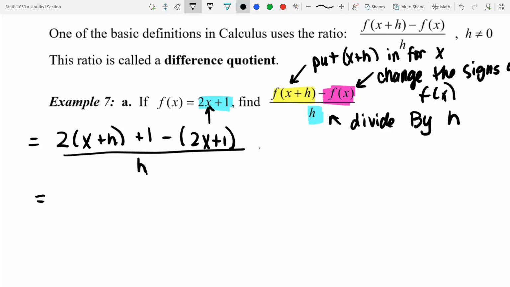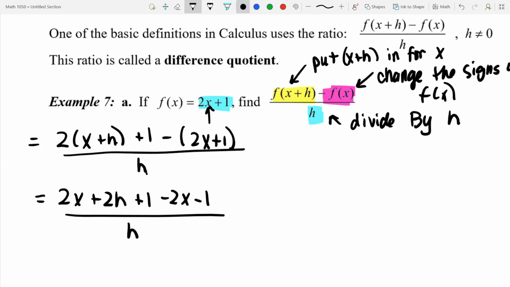So on the top we're going to distribute. So you have 2x plus 2h plus 1. Distribute the negative: negative 2x minus 1 all over h. Now let's simplify the top. So 2x minus 2x plus 1 minus 1. So now I have a 2h over h.